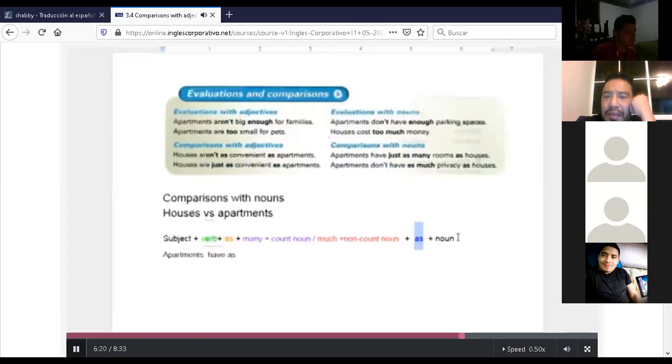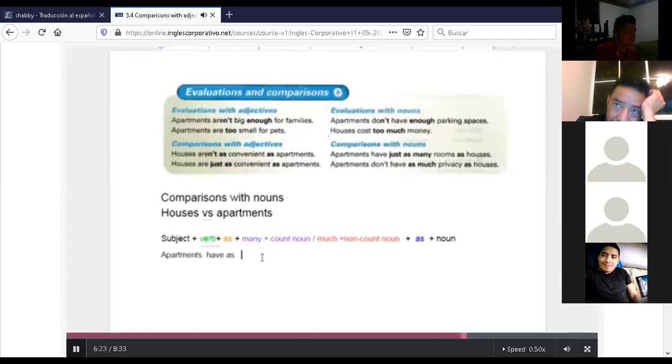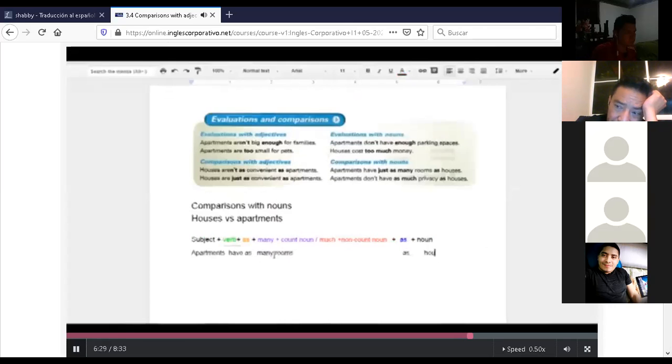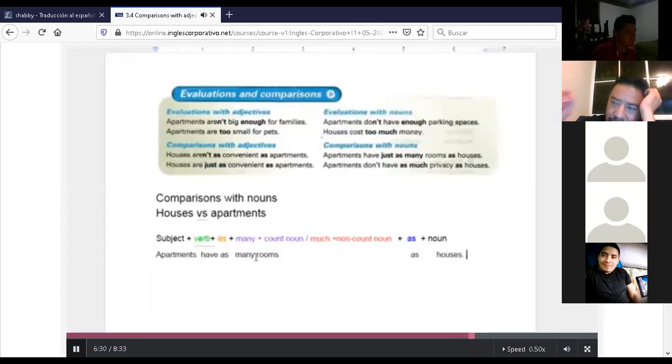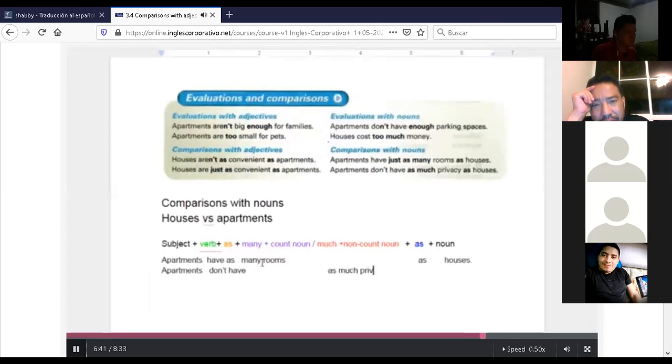So let me write the example here. Apartments have as many rooms as houses. And then we'll take that last example there. Apartments don't have as much privacy as houses.